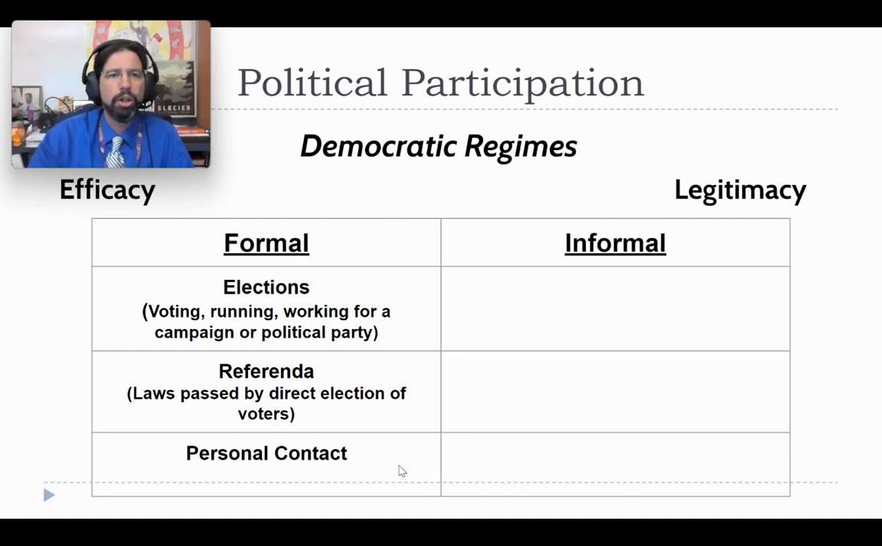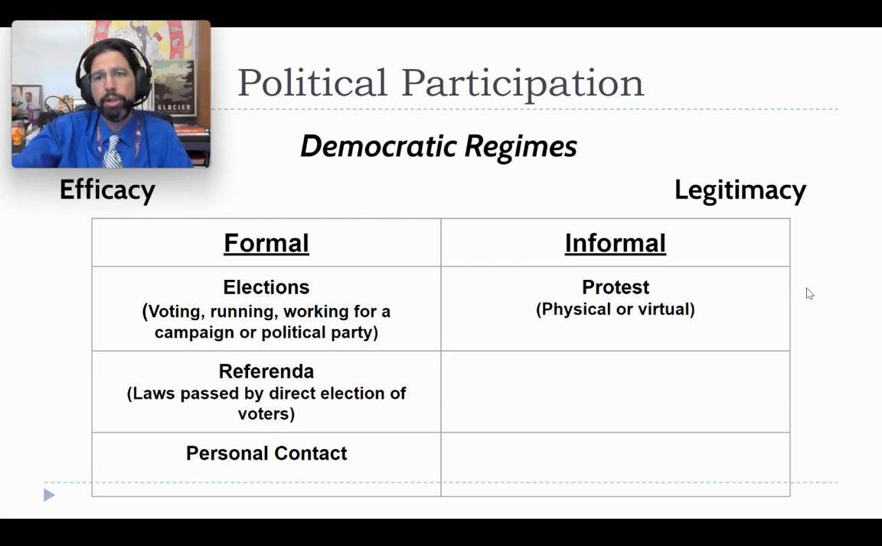And of course, personal contact, your ability to actually talk to, listen to, write letters to people involved in politics, things like town halls or debates or things like that. Informal political participation is going to be protests and social movements. Whether it's physical or virtual, the act of protesting is a form of political participation in a regime.